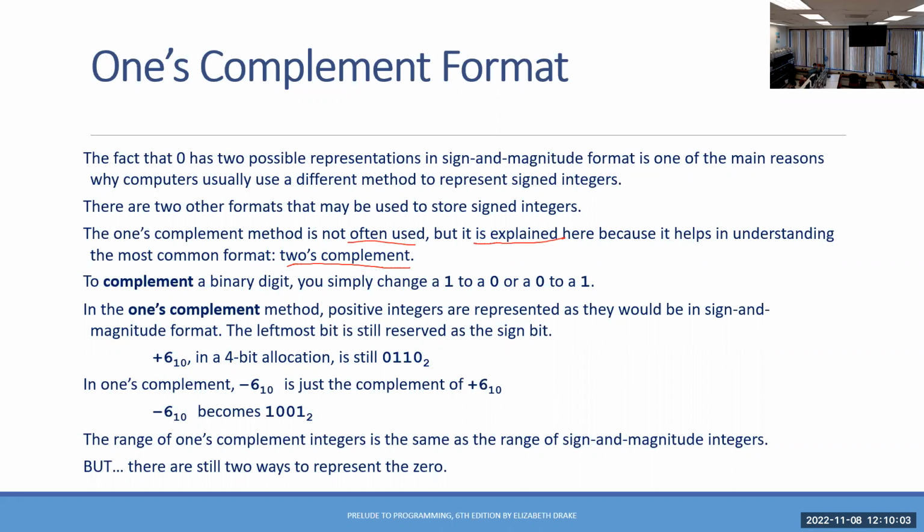So what is a one complement? To complement a binary digit, you flip it. If you have the bit 1, you flip it and you have the bit 0, and if you have 0, you flip it and you have 1. That's the process of complement, that's all. In the one complement method, the positive number is represented as it would be in the sign and magnitude format. You just convert it normally, and then you add 0 at the beginning, exactly the same as sign magnitude.